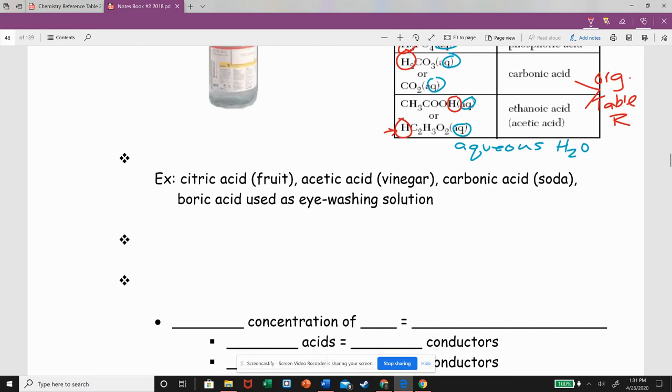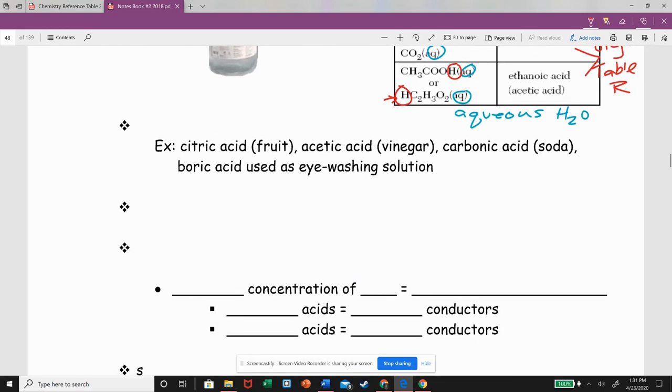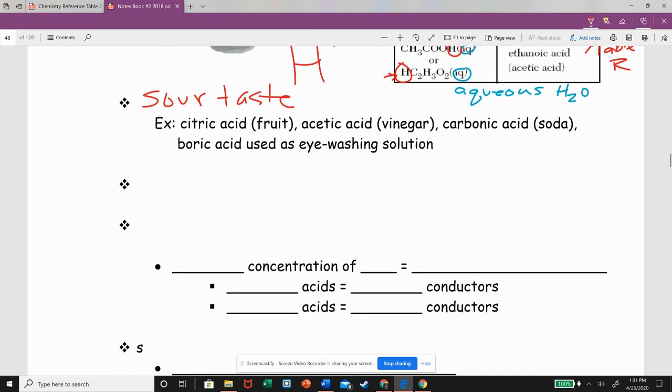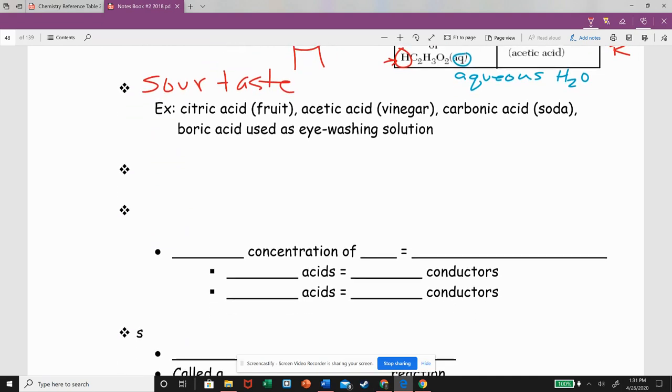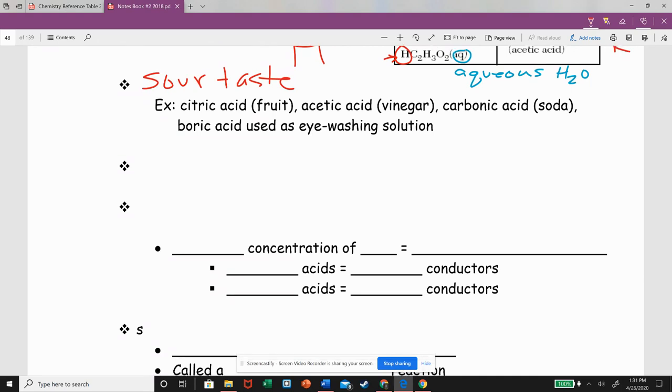Okay, so here's an example of an acid. These all contain hydrogen with a plus, a positive hydrogen, H plus. Citric acid is in fruit, acetic acid is vinegar, carbonic acid is soda, and boric acid is used in your eye wash. These all have a sour taste. Not that you've ever tasted your eye wash solution, but anyways.